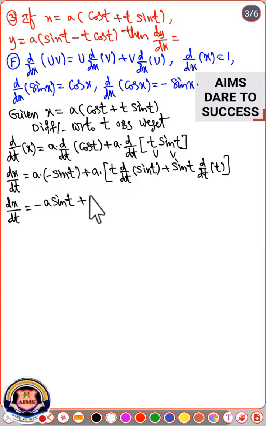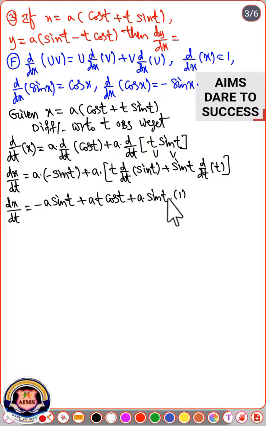A into t is a t. After that, d by dt of sin t: the derivative of sin x is cos x, so the derivative of sin t is cos t. After that, plus a into sin t into d by dt of t, which looks like d by dx of x, so that answer is 1.